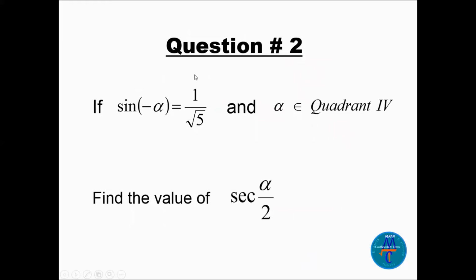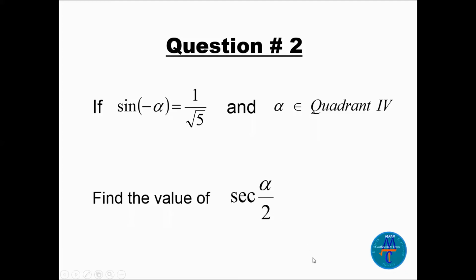Sine of minus alpha is equal to 1 over square root of 5. Alpha is the angle in quadrant 4. I need to find secant of alpha over 2. Now remember that alpha over 2 is an angle different from angle alpha. It's half of it. So alpha can be in one quadrant, alpha over 2 can be in another quadrant.